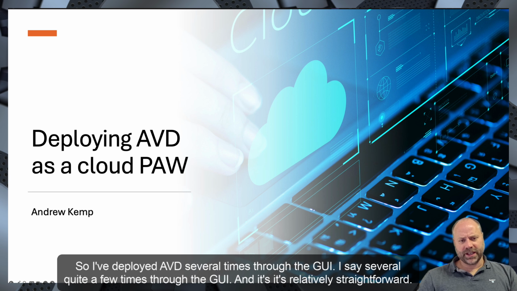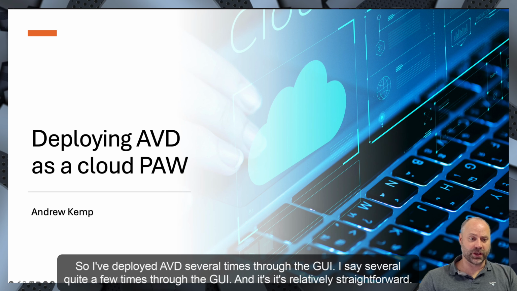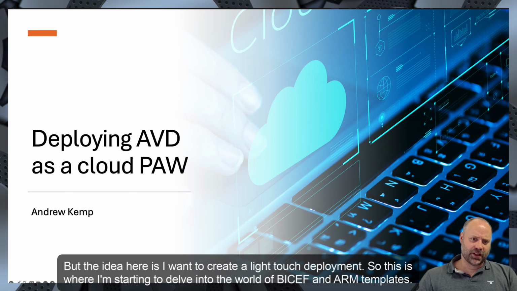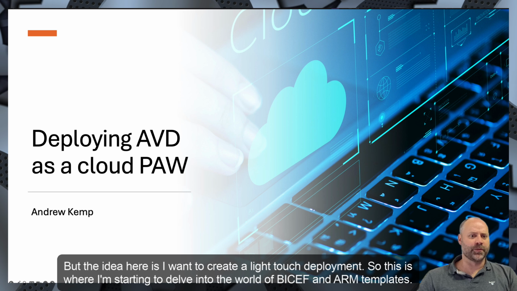So I've deployed AVD several times through the GUI. I say several, quite a few times through the GUI, and it's relatively straightforward. But the idea here is I wanted to create a light touch deployment. So this is where I'm starting to delve into the world of Bicep and ARM templates.